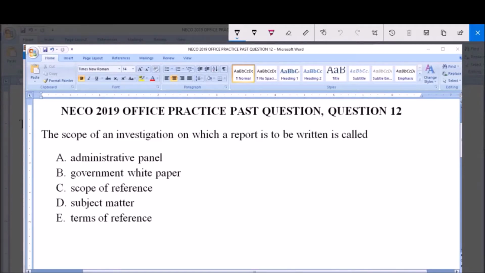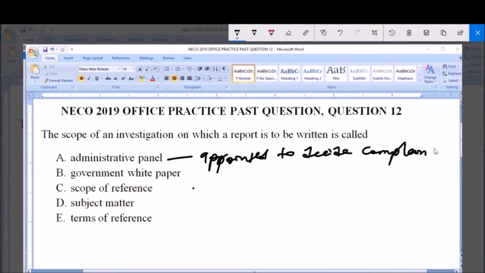And for us to do this, we have to analyze each of these options. Option A here says administrative panel. Administrative panels are simply panels appointed to decide complaints concerning certain issues in an organization.